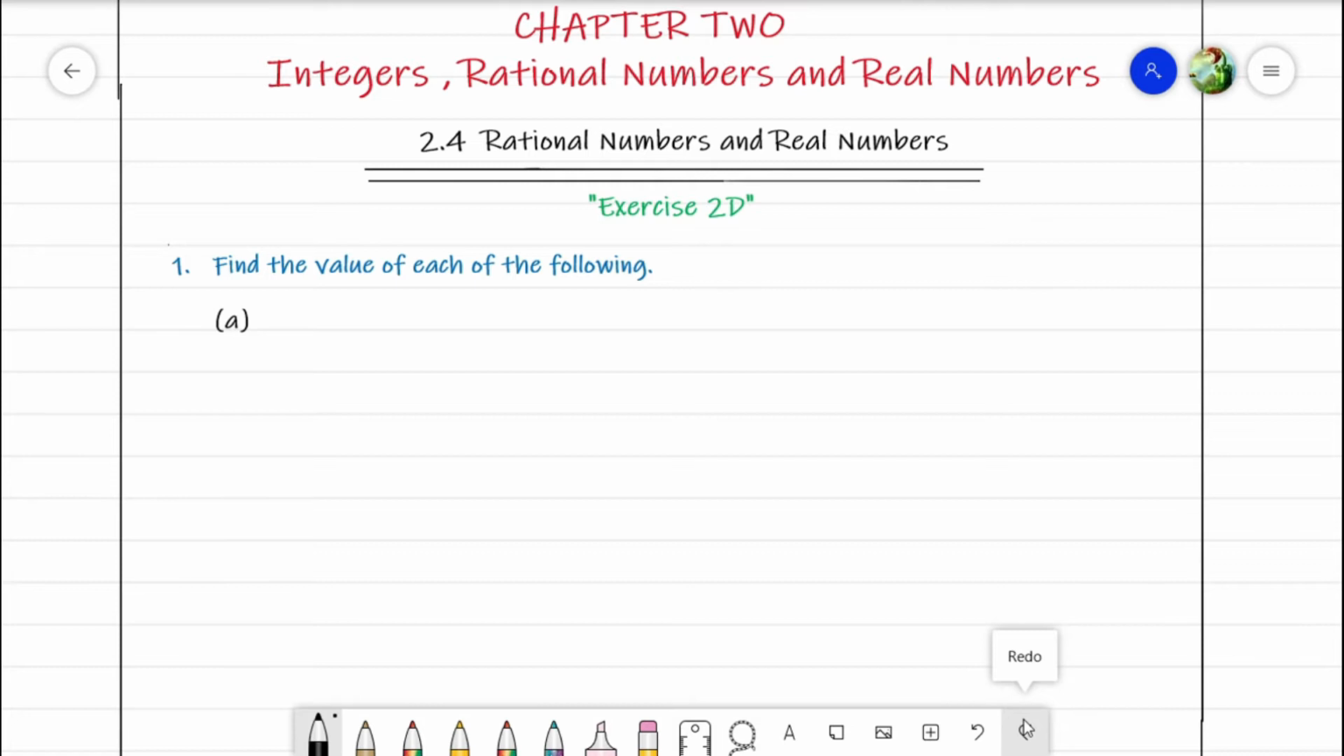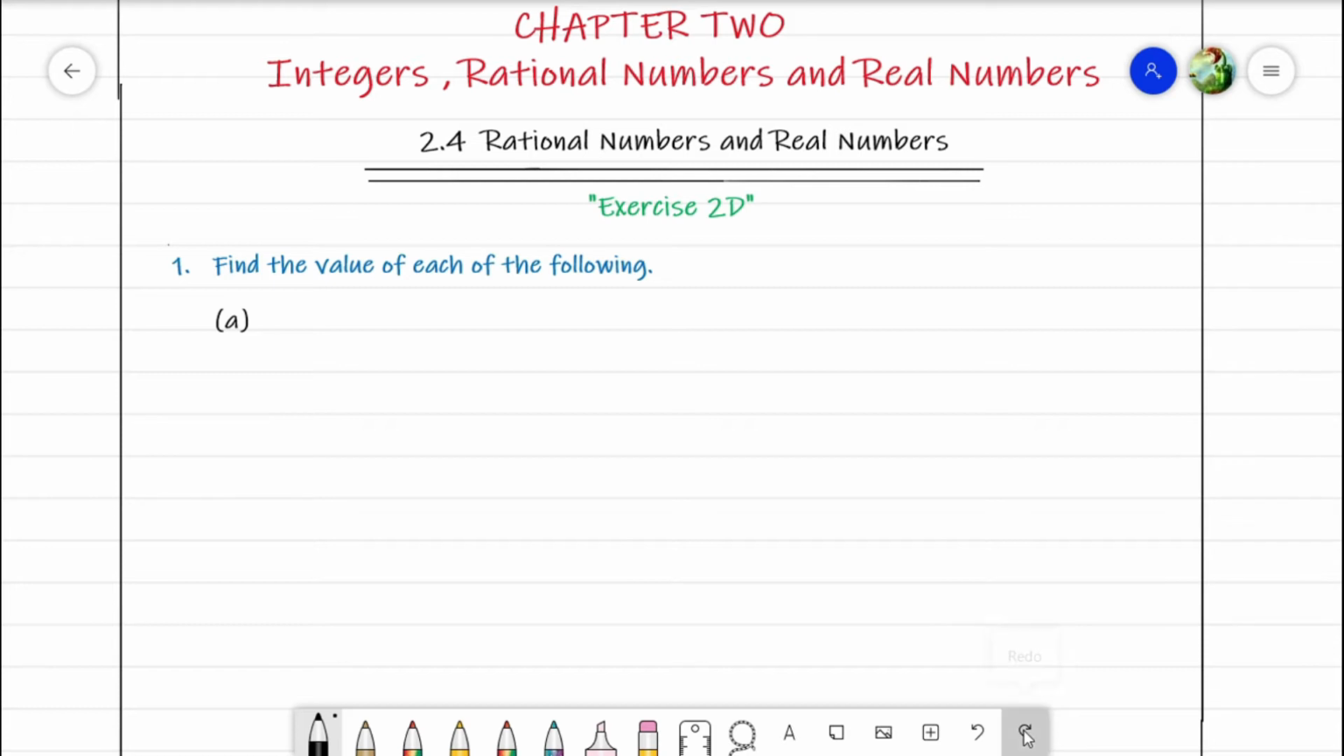This is chapter number 2 of your D1 book, Integers, Rational Numbers and Real Numbers. The topic is 2.4 Rational Numbers and Real Numbers. This is the last topic of this chapter, and this is exercise number 2D, and I am going to solve some of the questions of this exercise for you. Question number 1 is: find the value of each of the following. I'm going to discuss part A in front of you.